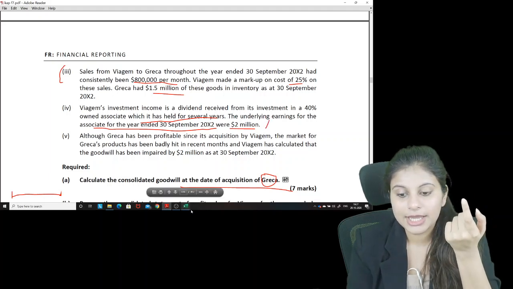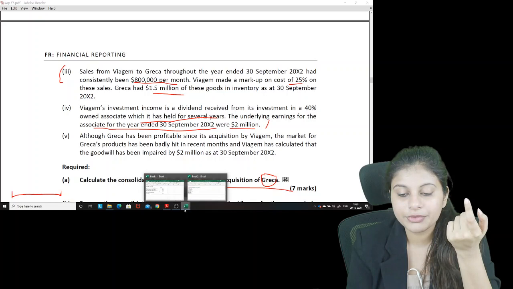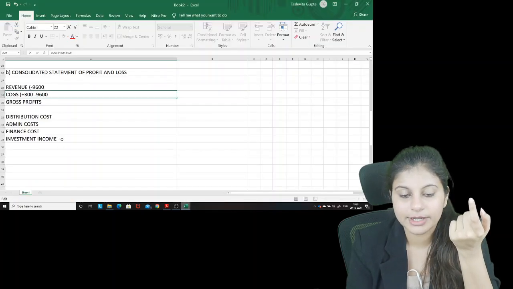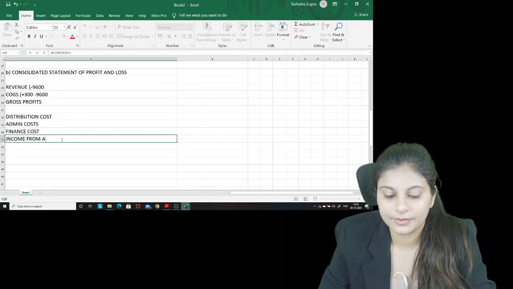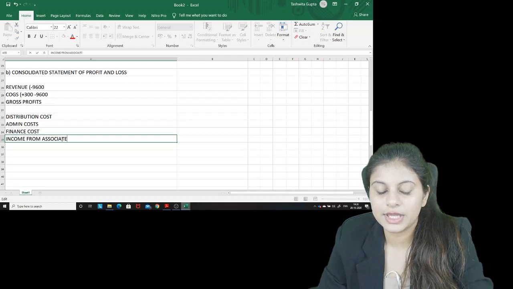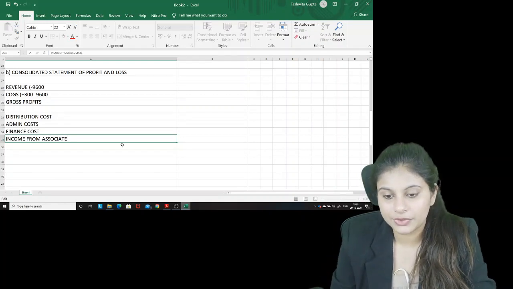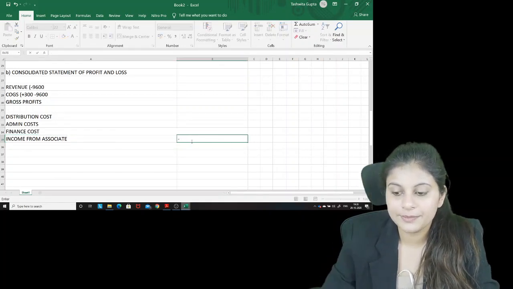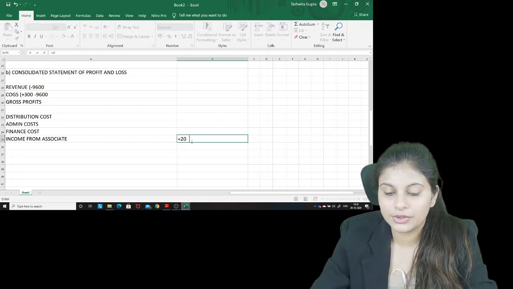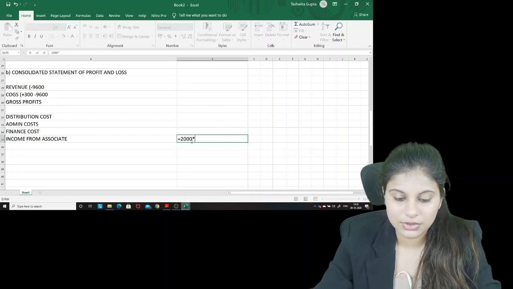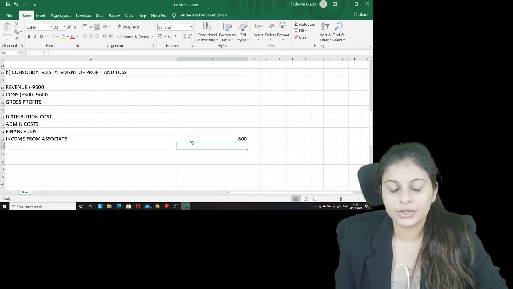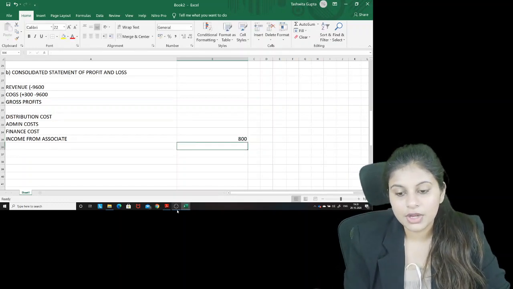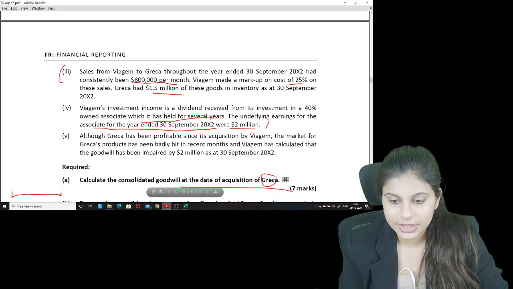And what is the share of the parent in that profit? 40%. So my income from associate, there will be a new thing which will be added rather than investment income. It will be income from associate. How much is that? 2 million into 40%. So you can write here directly 2000 into 0.4, that is 800. That is your income from associate. Then for revenue and everything else, let's read more.